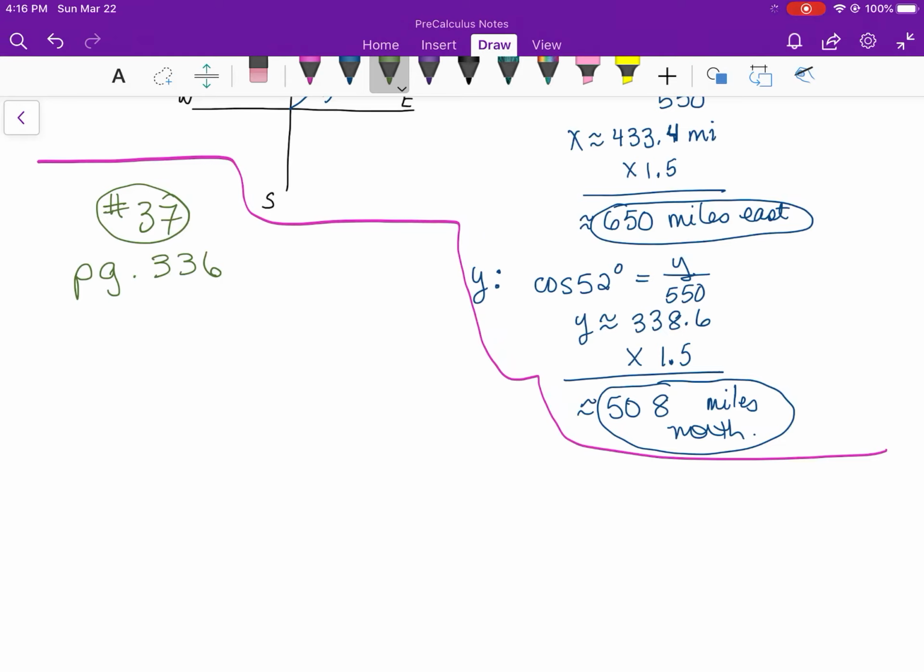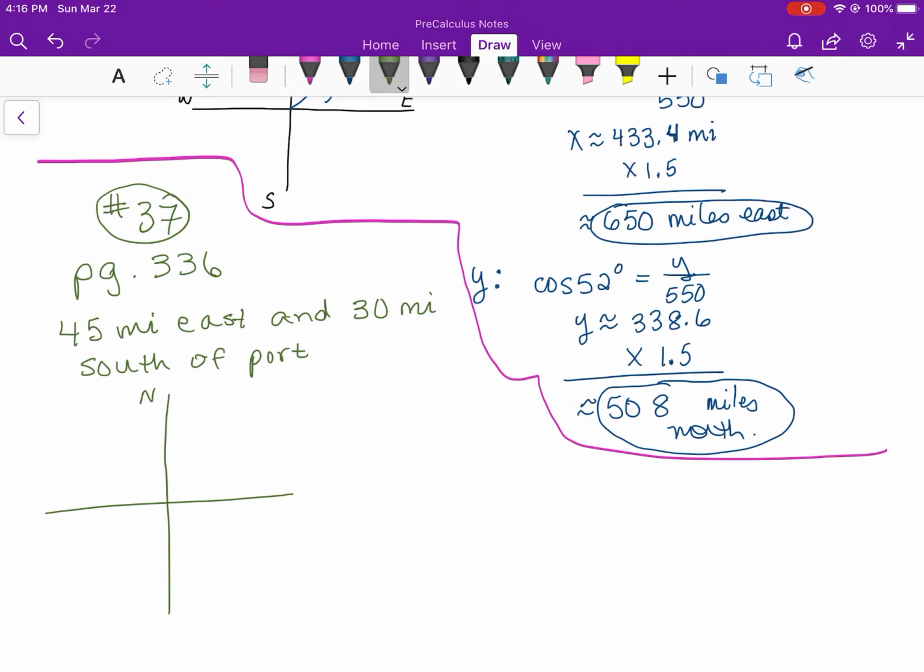All right. A ship is 45 miles east and 30 miles south of its port. I'm going to draw a picture of that scenario first. So remember, we have the compass headings, north, south, east, and west. And if he traveled east and south, he's going to be in the fourth quadrant. So let's say he is here somewhere.